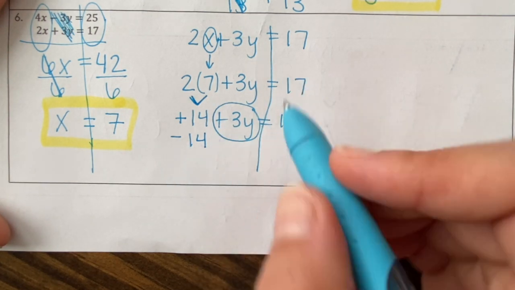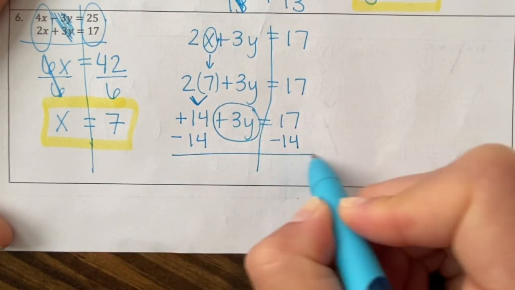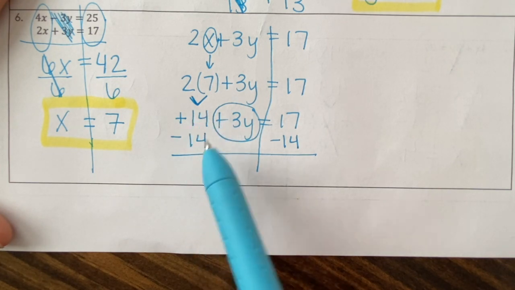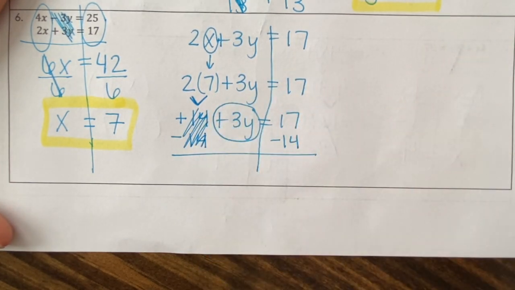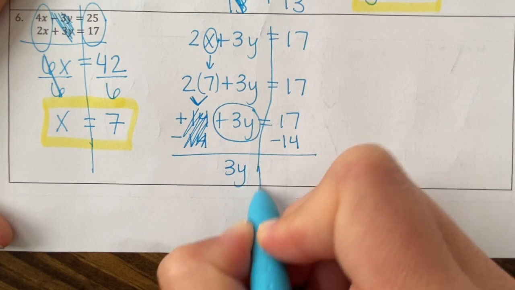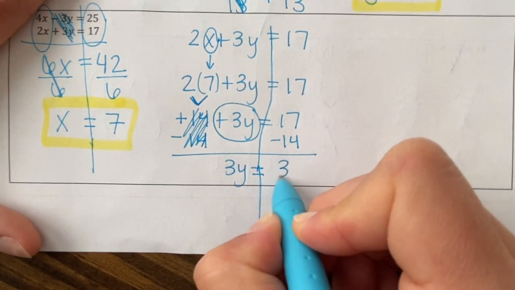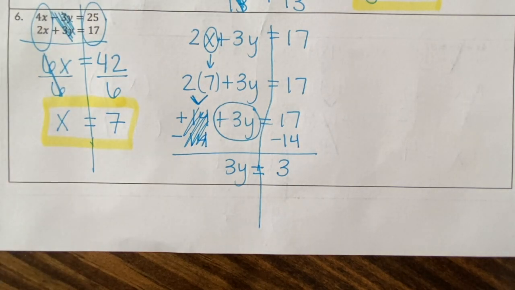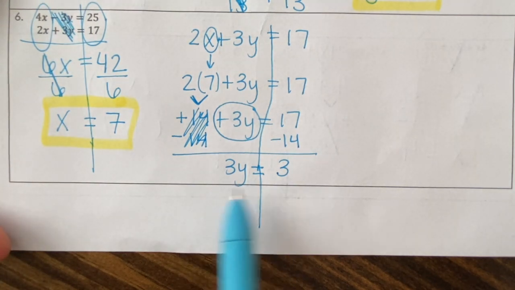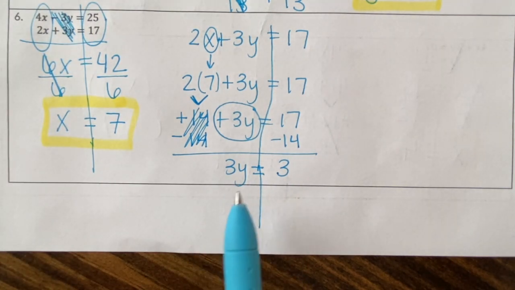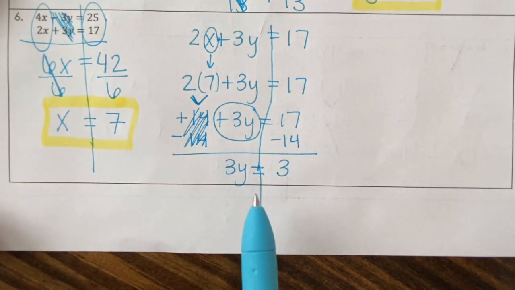If you minus 14 on the left, you have to minus 14 on the right. 14 minus 14 is 0. Those cancel. Bring down your 3y. 17 minus 14 is 3. Now be careful, you're not done yet. Okay, we got to get 1y. A lot of people, when these numbers are the same, for some reason, they think they want to stop there. You still have a one-step equation.